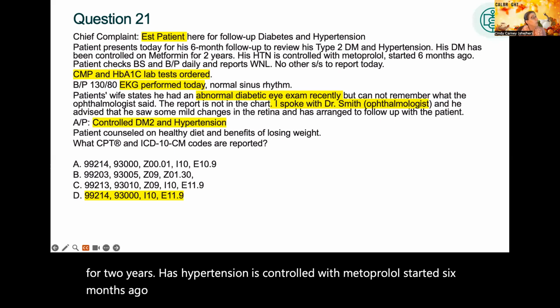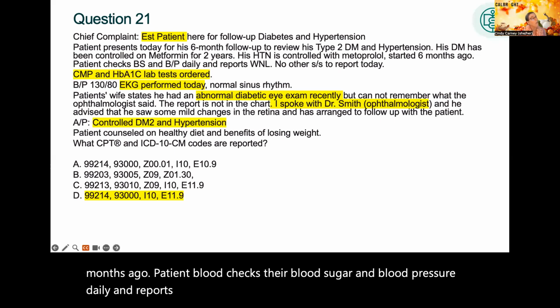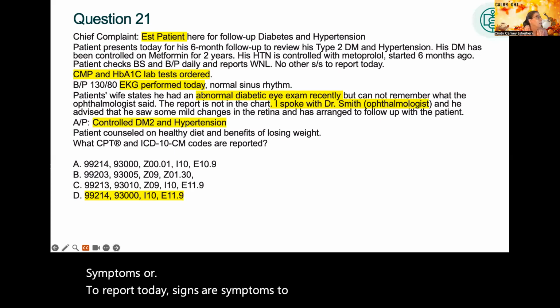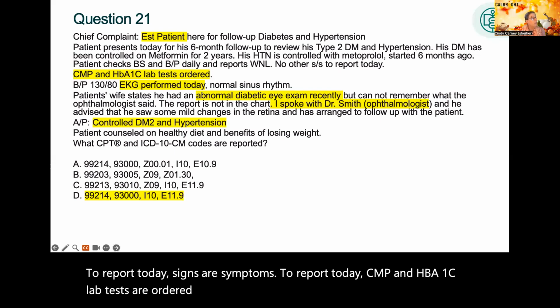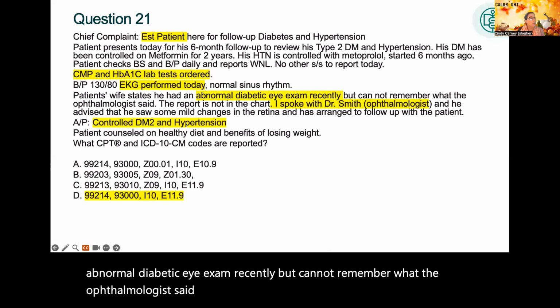Patient checks their blood sugar and blood pressure daily and reports WNL. No other signs or symptoms to report today. CMP and HbA1c lab tests are ordered. They performed an EKG. Patient's wife stated he had an abnormal diabetic eye exam recently, but cannot remember what the ophthalmologist said. The report is not on the chart.